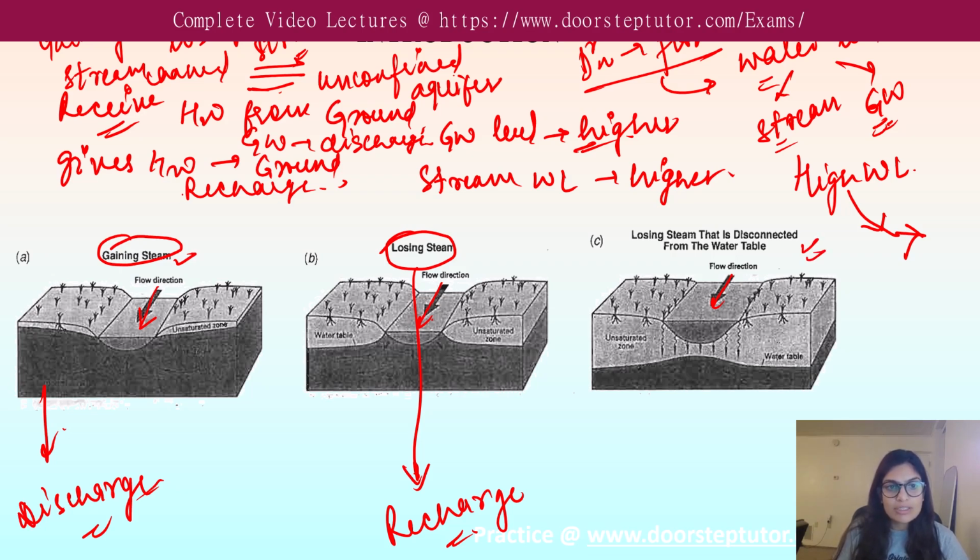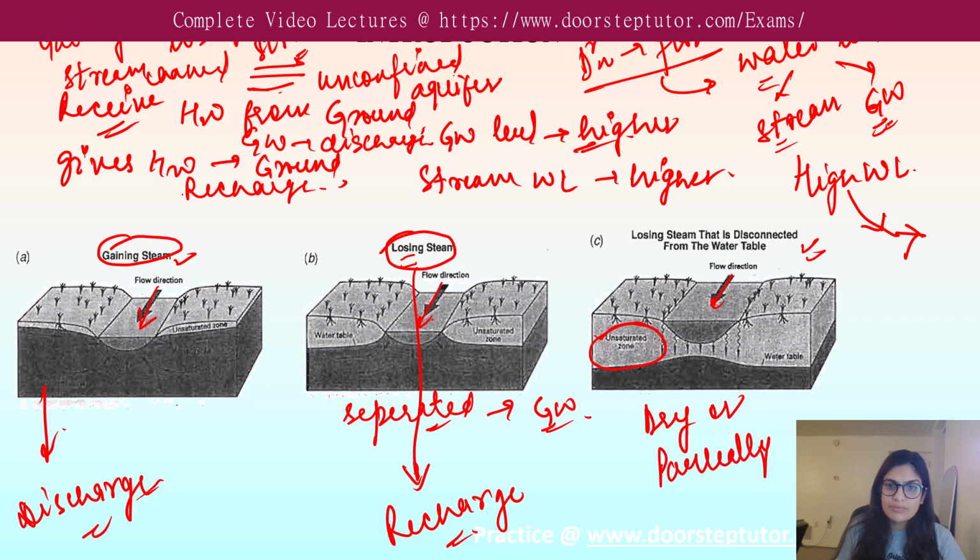Now the important concept is, these losing streams, some of them are disconnected from the water table. Okay, so they are separated from the saturated groundwater system. How? By this unsaturated zone, which you can see over here. So this means that there is a layer of some dry or maybe partially wet ground between the bottom of the stream and the main body of the groundwater, that is the water table.